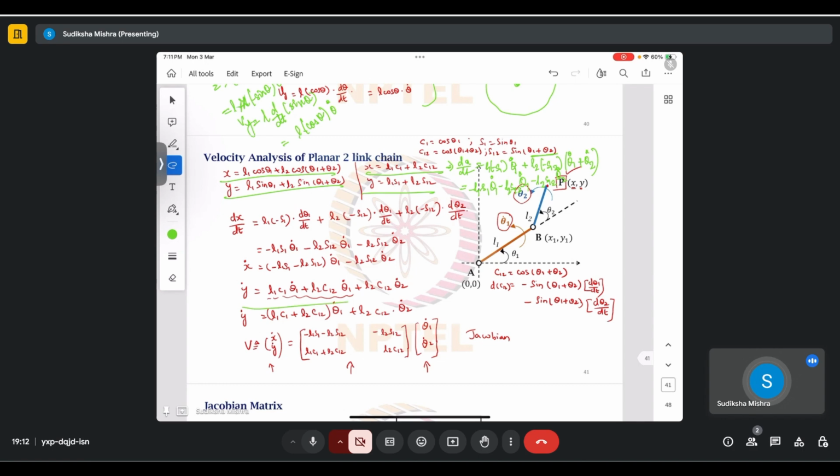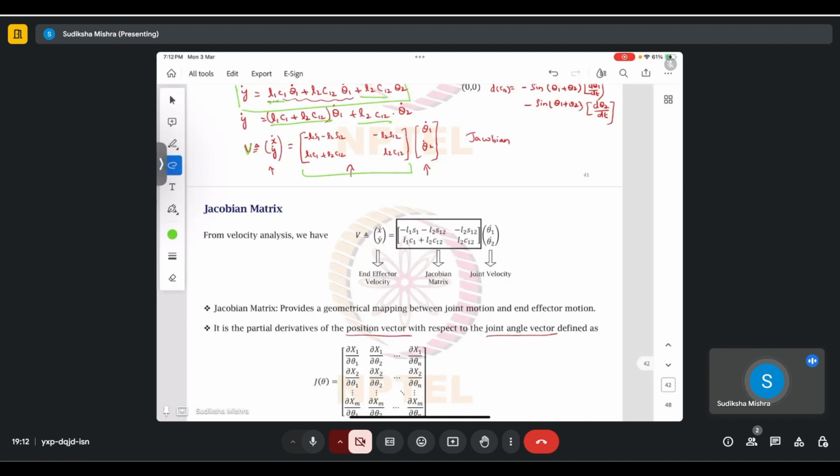Similarly, y dot can be written in this form. So you know what x dot and y dot is. If you want to represent it in matrix form, where v is x dot, y dot, you basically take out this term, separate out this term, and take out this term and this term. And you can write it in the form of a matrix, and this particular matrix is called a Jacobian.